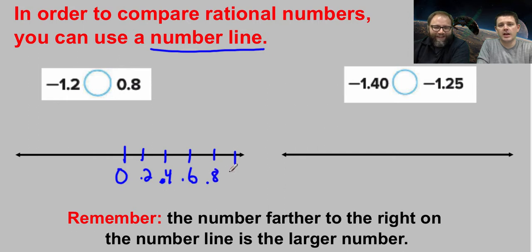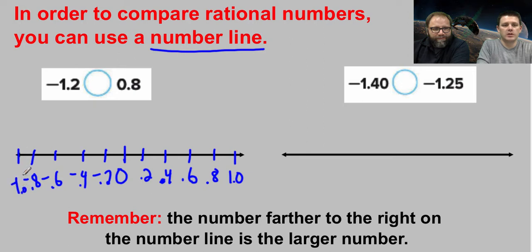0.8, 1.0. Then in the opposite direction, we're going to count down in our negative. So negative 0.2, negative 0.4, negative 0.6, negative 0.8, negative 1.0. And then a number line can always get a little longer, negative 1.2.